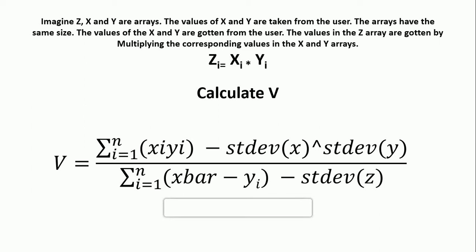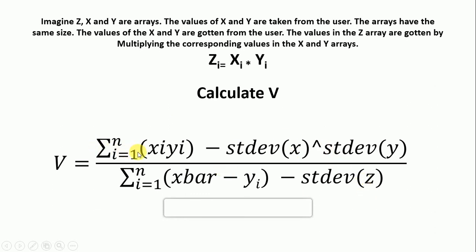The values of x and y are to be gotten from the user. I think I've written that down twice. Okay. The values of z are supposed to be computed by multiplying the corresponding values of the x and y arrays. So z at position 0 will be gotten by multiplying x at 0 and y at 0. Basically, you're supposed to calculate v.